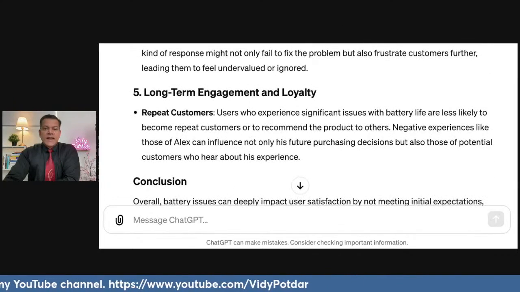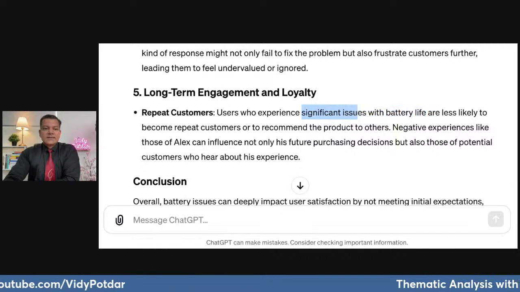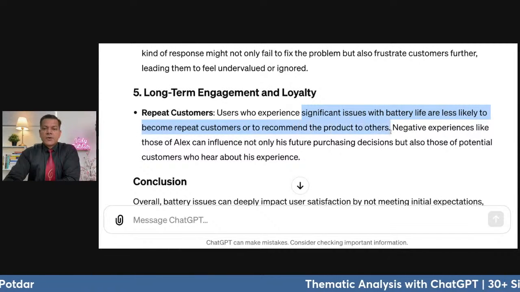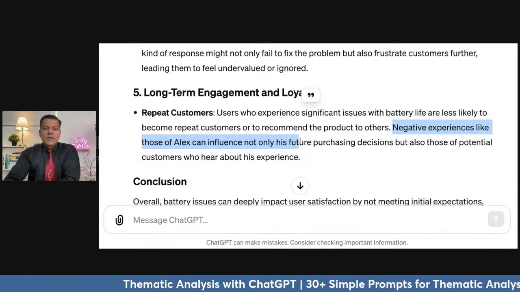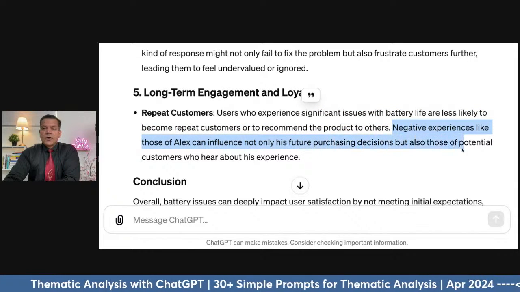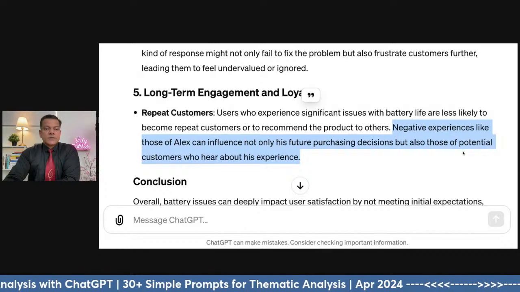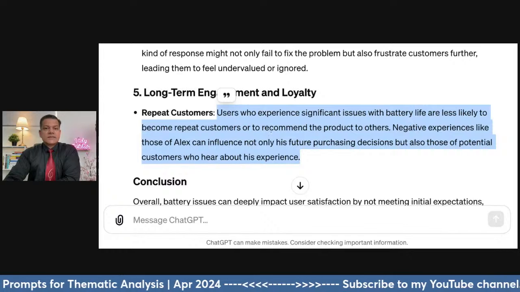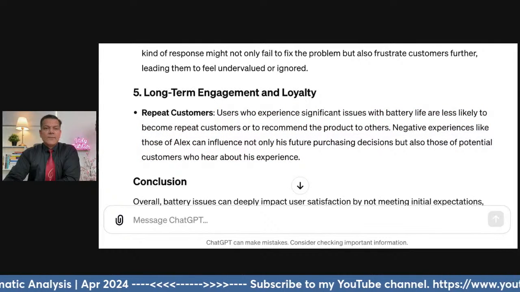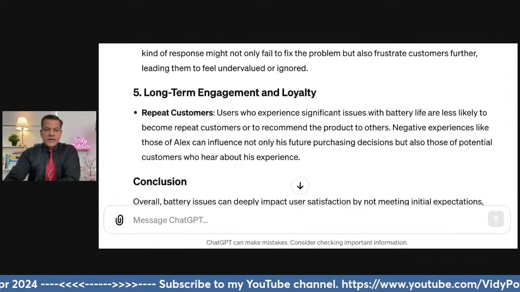Long-term engagement and loyalty: users who experience significant issues with battery life are less likely to become repeat customers or recommend the product to others. Negative experiences like those of Alex can influence not only his future purchasing decisions, but also those of potential customers who hear about his experience. So you can see insights can be derived and they are connected based upon what we are searching.